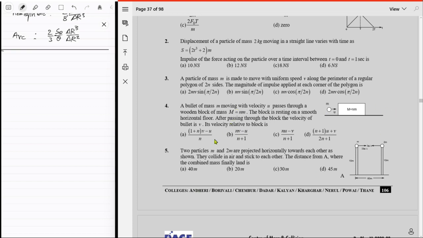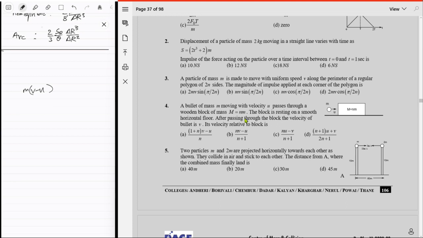Its velocity relative to the block is... First of all, it's a smooth horizontal floor, so there's no x component of force. So the momentum change. Okay, let's think. With respect to the block, it's kind of a weird thing. So what's the velocity of the block though? You just do the momentum change: v minus u times m in that direction.